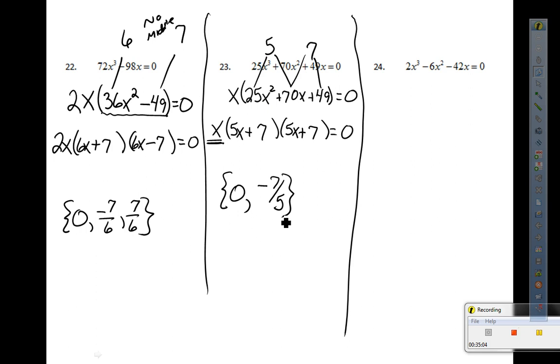I got 2x cubed minus 6x squared minus 42x. Is there a number that goes into 2, 6, and 42? And the answer is yes, a 2. And I'm also taking out an x. Now decide what that leaves you. 2x times something is 2x cubed. That something's x squared. 2x times something is negative 6x, so that's negative 3x minus 21. And then just go down what we've done so far in factoring. Do you know the square root of 21? Nope. So there's no square root shortcuts.